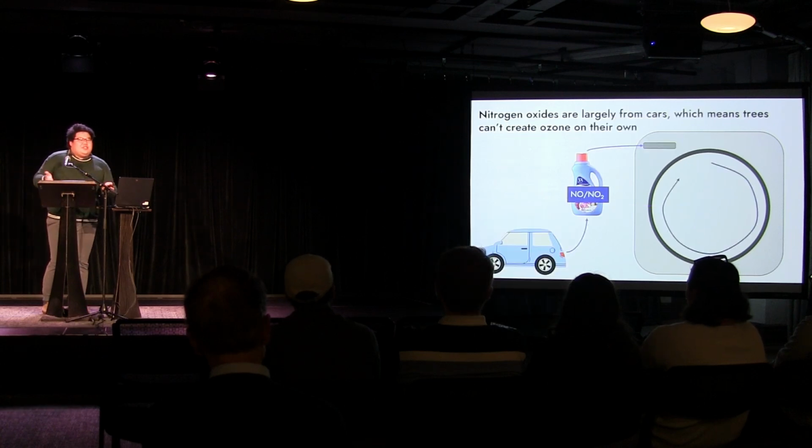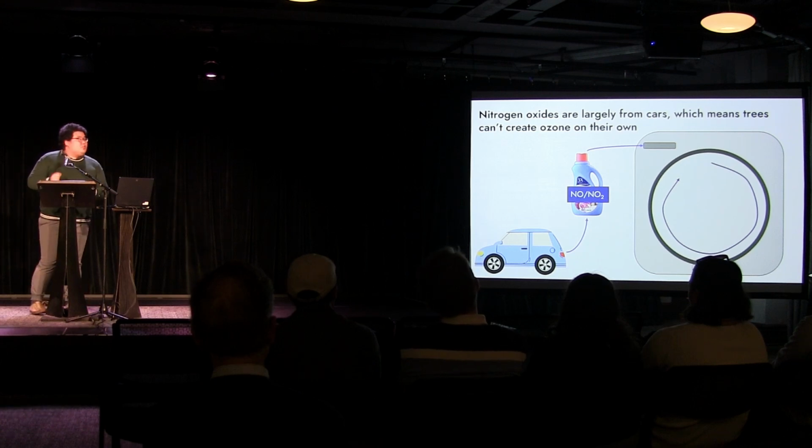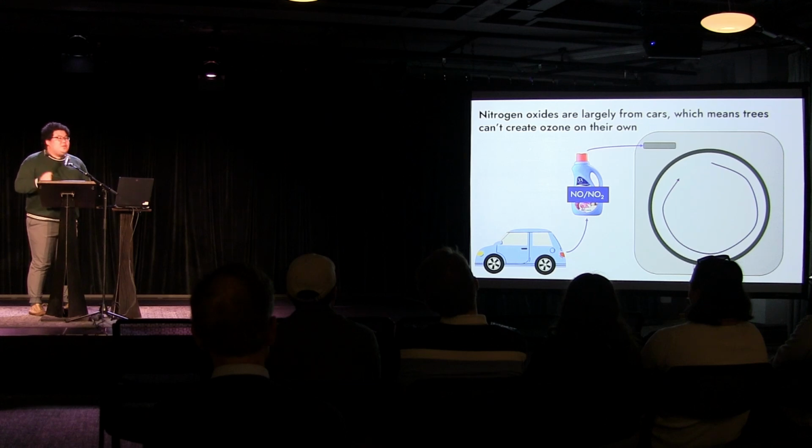And where do these nitrogen oxides come from, right? We know that isoprene comes from trees, but the nitrogen oxides are not from trees. They're largely from cars. And so the car exhaust creates those nitrogen oxides, which then react with the isoprene. And what this means is that trees cannot create ozone on their own. They need something else, which in this case is cars.